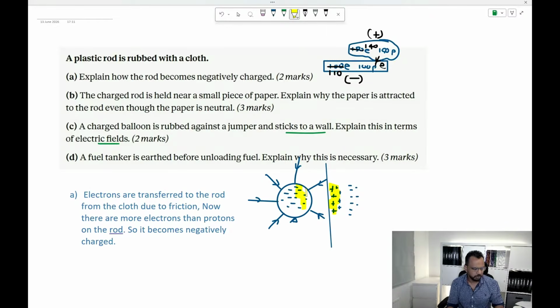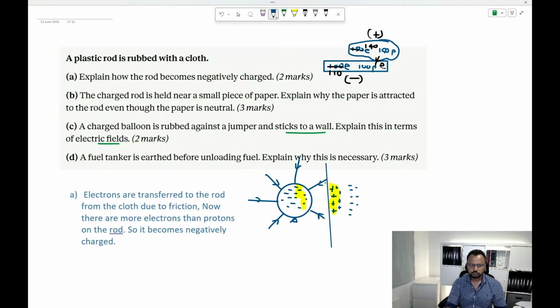If you go to YouTube, I've seen videos on that. If you search for balloon sticking to wall, static electricity or physics or something, it comes up. That's how it works. Part D. A fuel tanker is earthed before unloading fuel. Explain why this is necessary.